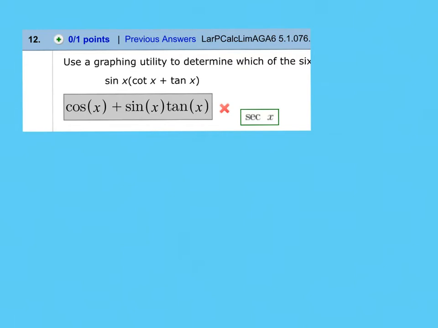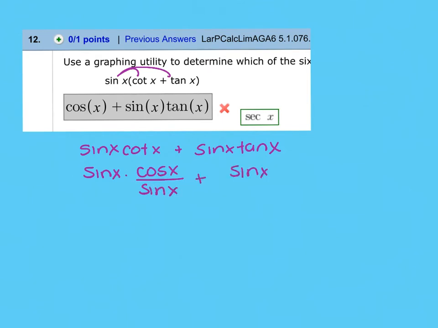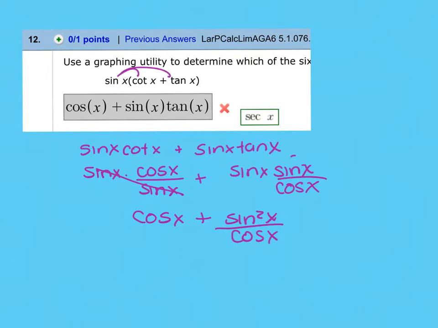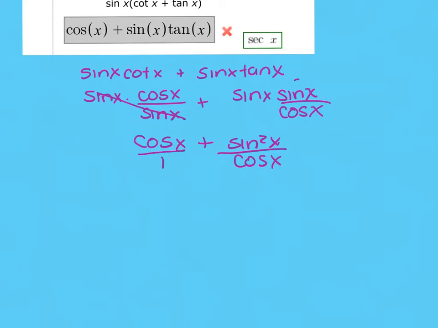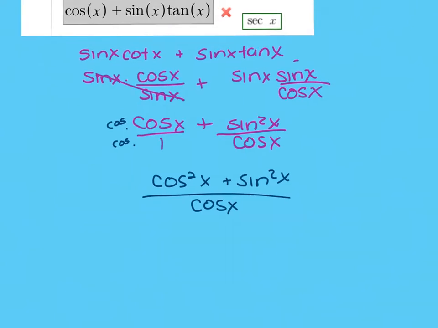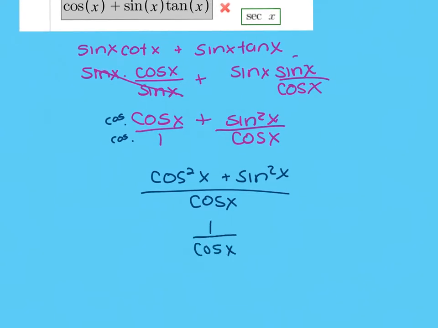This one, sine of x times cotangent of x plus tangent of x. So you can distribute this in. I could say sine of x times cotangent of x plus sine of x times tangent of x. This becomes sine of x times cosine over sine plus sine of x times sine over cosine. These cancel, and I get cosine of x plus sine squared of x over cosine of x. Still not simplified enough. I want to give it the same denominator. So I'm going to multiply both the top and the bottom by cosine, and I get cosine squared of x plus sine squared of x all over cosine. Cosine squared plus sine squared is 1. This is 1 over cosine, which becomes secant.